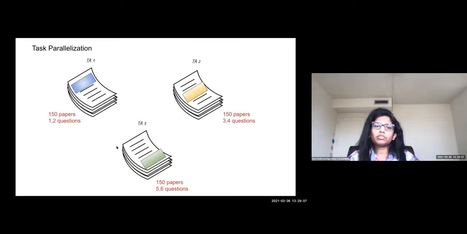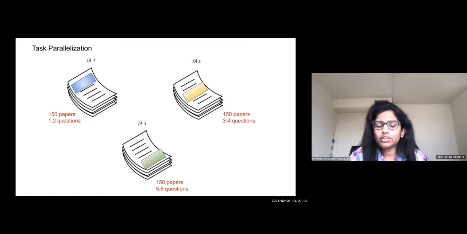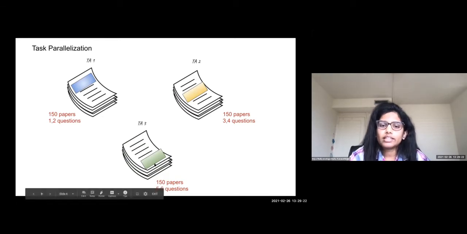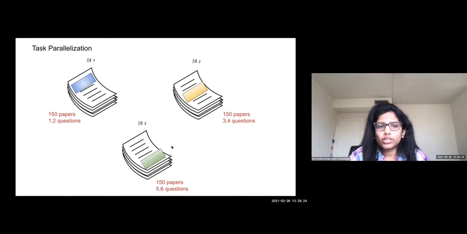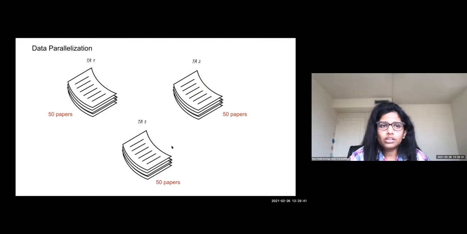So you can allocate this task, either you can ask each TA to mark a different set of questions. For example, you can ask TA1 to mark question 1 and 2, TA2 to mark question 3 and 4, and TA3 to mark question 5 and 6. So in this case, each TA happens to go through all the 150 papers, but they mark different sets of questions. So that's a simple example of task parallelization.